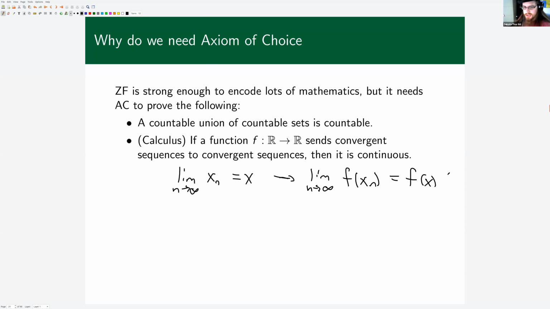Also, the other direction, if you assume the function is continuous, then you don't need choice to show that it must have this property, which is called sequentially continuous. But you do need choice to show sequentially continuous implies continuous.